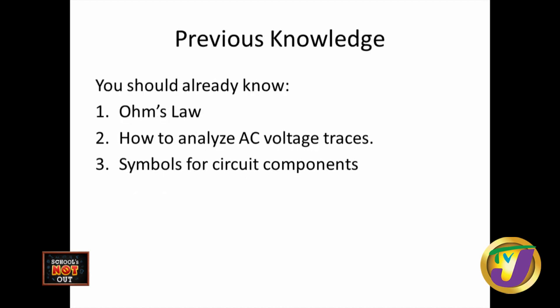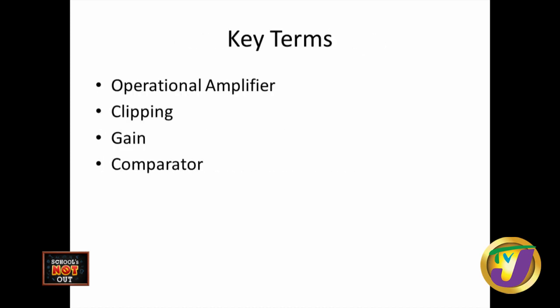Here we have some previous knowledge, things that you should know coming into this lesson. You should know Ohm's law, how to analyze AC alternating current voltage traces, and symbols for circuit components. Some keywords I want us to focus on today are operational amplifier, clipping, gain, and comparator.